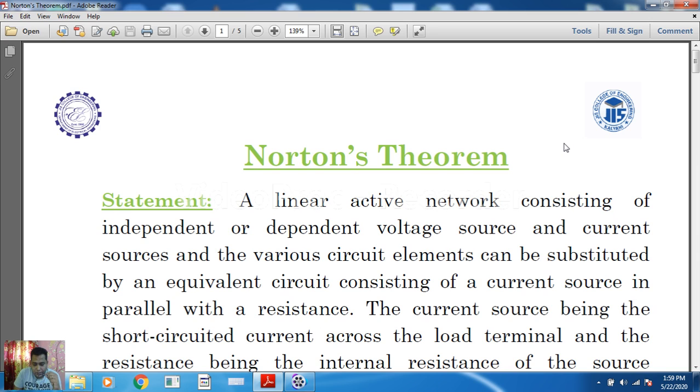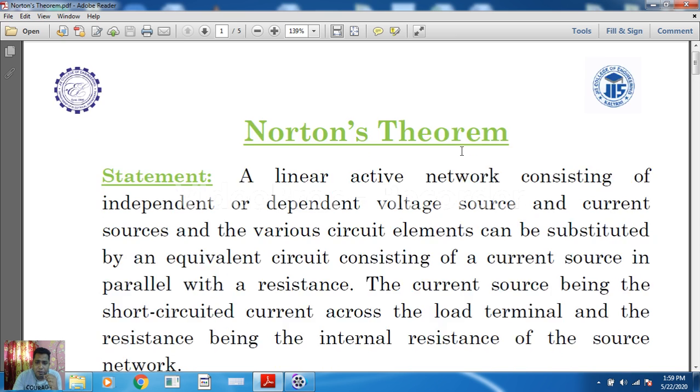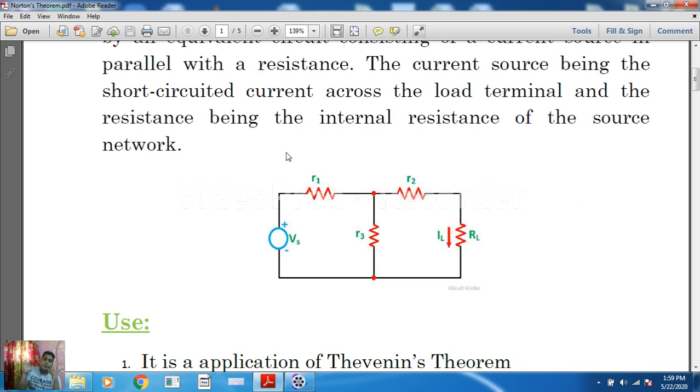So just in a small manner, let us recapitulate what Thevenin's theorem is. In Thevenin's theorem we have a circuit. Coming to this circuit, it will be better to understand. See, this is your circuit. You have to find out the current through RL.